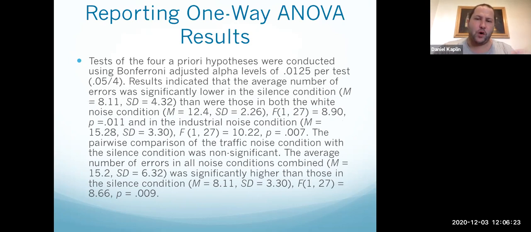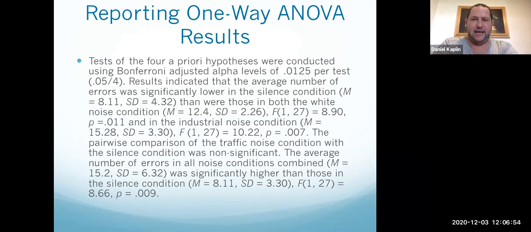There's another form of a post hoc test, which is a Bonferroni, which adjusts the alpha based on the number of conditions. So here's an example of how you would write this. Tests of the 4 a priori hypotheses were conducted using a Bonferroni adjusted alpha level of 0.0125 per test. And how did they get that? There were 4 tests, right? So they did 0.05 divided by 4.